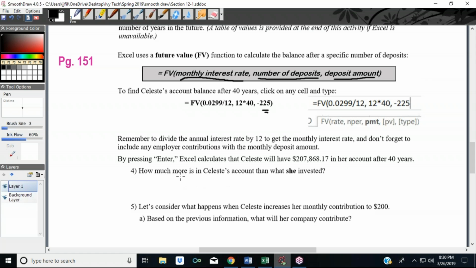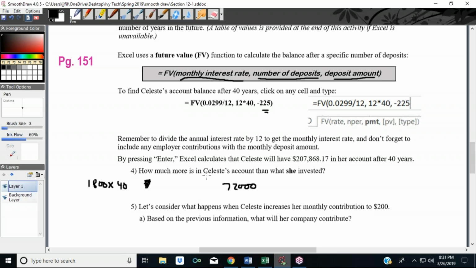Remember that she invested, let's see, she invested $1,800 a year times 12 times 40 years. So how much is that, Kayla? It's 72,000. So Celeste, I'm going to actually put this over here. Celeste invested 72,000, and there's other ways we could have gotten that.